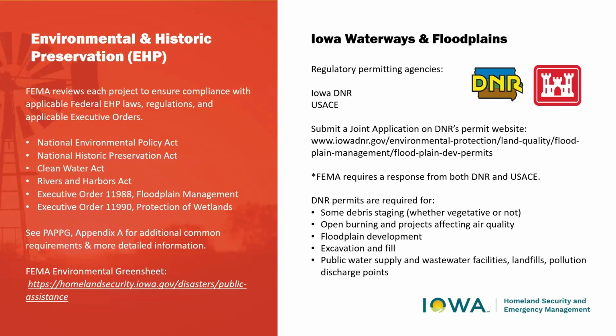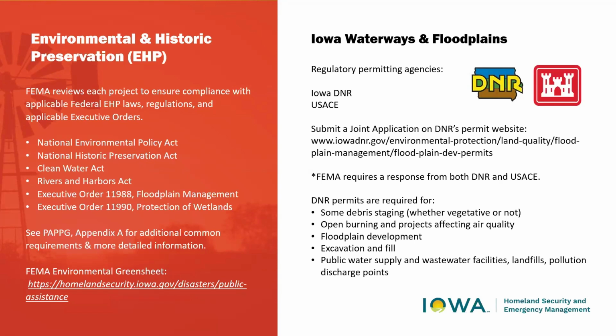FEMA also reviews each project to ensure compliance with applicable EHP requirements, environmental and historical preservation. Additional information on this can be found in the PAPPG in Appendix A. We also have a green sheet that I will attach in my email and is linked onto our website. HSCM recommends that applicants review FEMA Special Consideration Questions and FEMA Form 009-0-12. This form is completed for each PA project and can assist applicants with identifying items related to their project that may require additional review by FEMA.